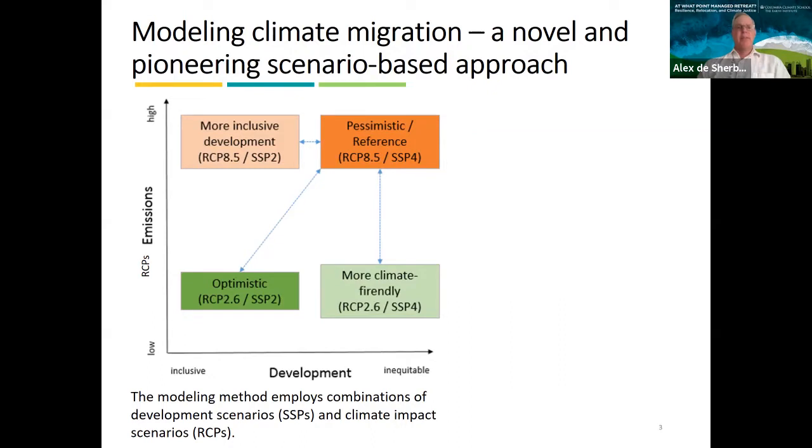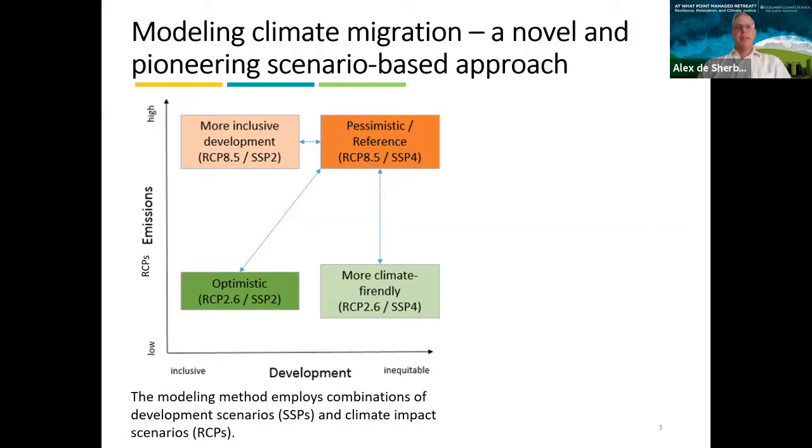In a very brief nutshell, the way that Groundswell works is to use 4 different scenarios that are combinations of development on the x-axis and emissions on the y-axis. The pessimistic scenario has both high emissions and inequitable development outcomes. And the optimistic is down here in this corner, and it has relatively lower emissions and more inclusive development outcomes.